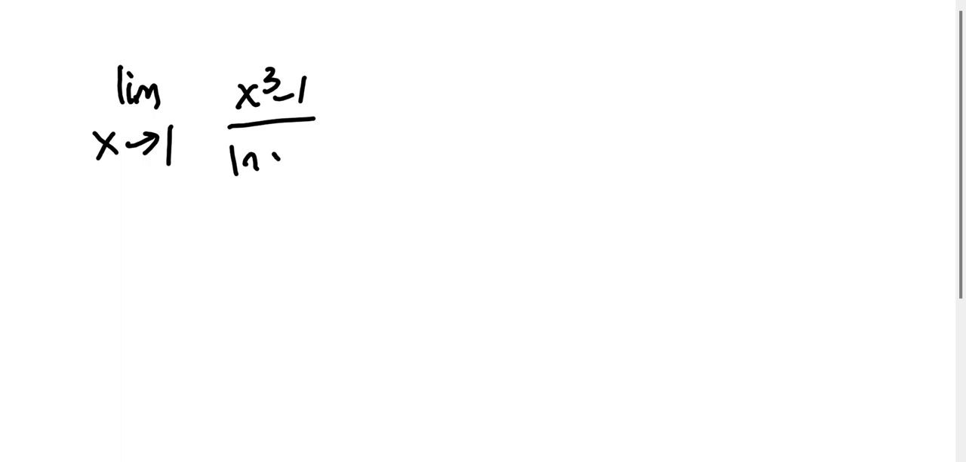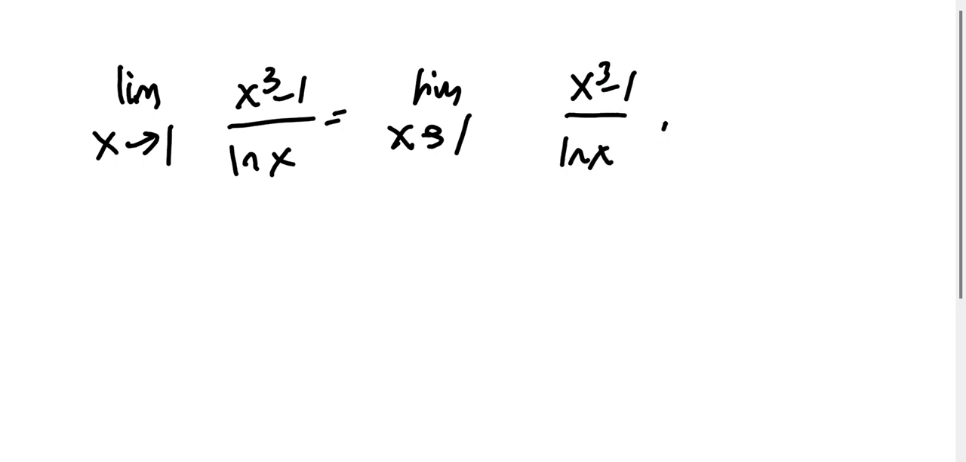So let's use this limit for practice. Let's say the limit as x approaches 1 of x to the 3rd minus 1 over natural log of x. For this one, we're essentially going to take the derivative of both sides. So let's just keep the limit here. Now we're just going to take x to the 3rd minus 1 over ln x, and then take the derivative on both sides.